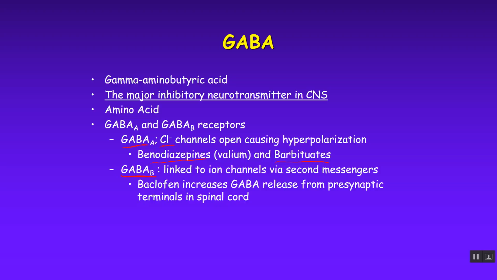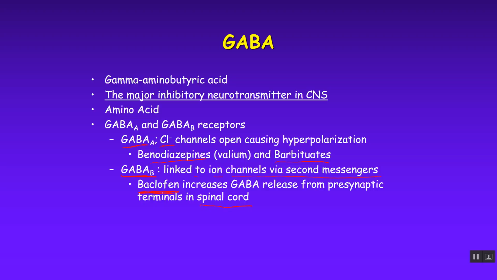GABA B receptors, those are primarily in the spinal cord, okay, in the presynaptic terminals in the spinal cord. They are linked to ion channels via second messengers that cause inhibition in the presynaptic terminals. Baclofen is a medicine different from benzodiazepines and barbiturates. It tends to preferentially bind to GABA B receptors, so it has less action in the brain.